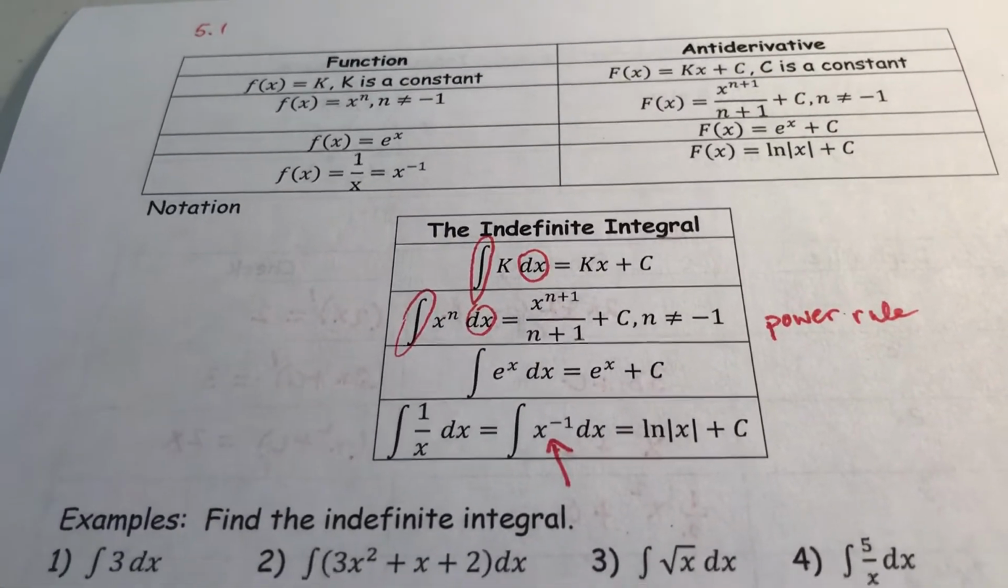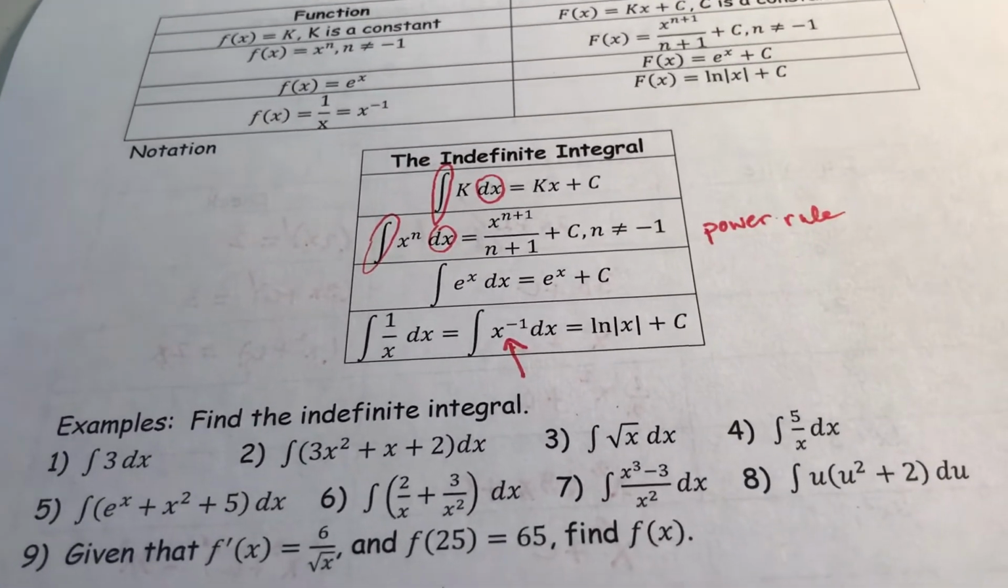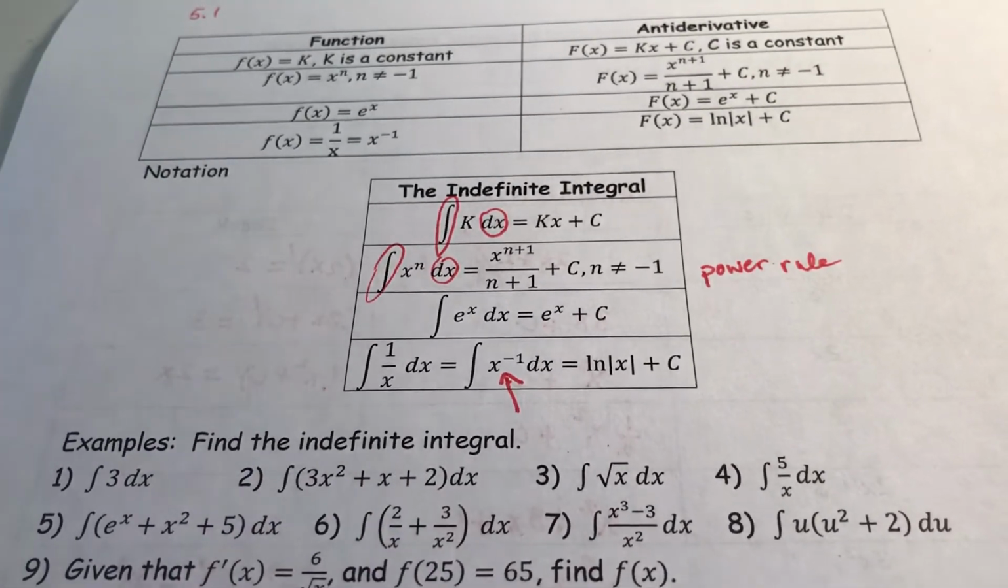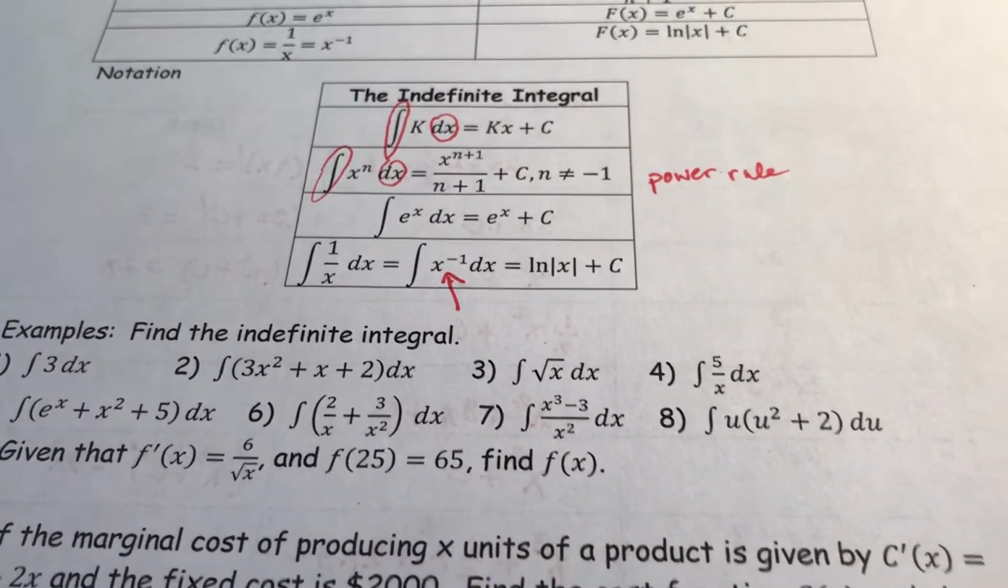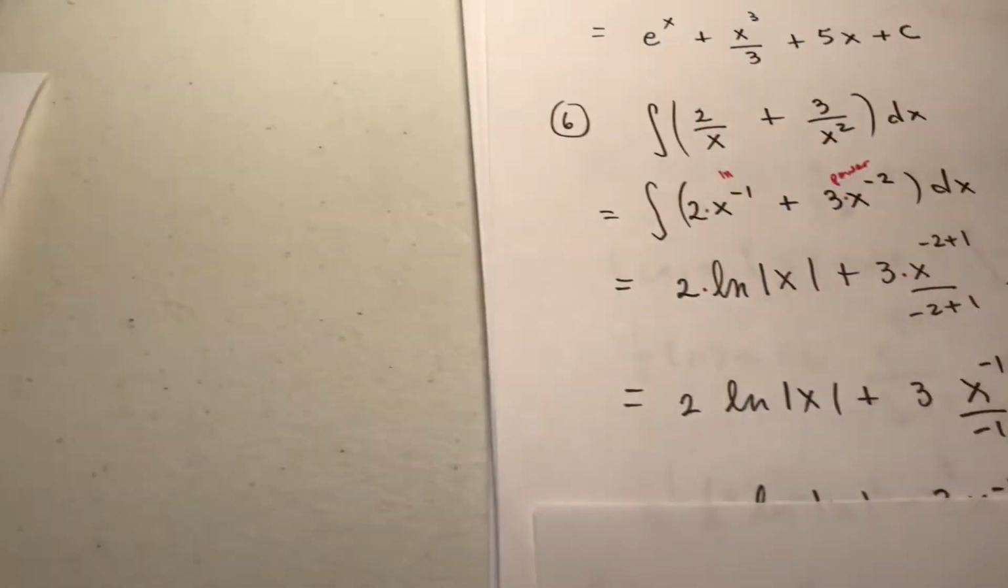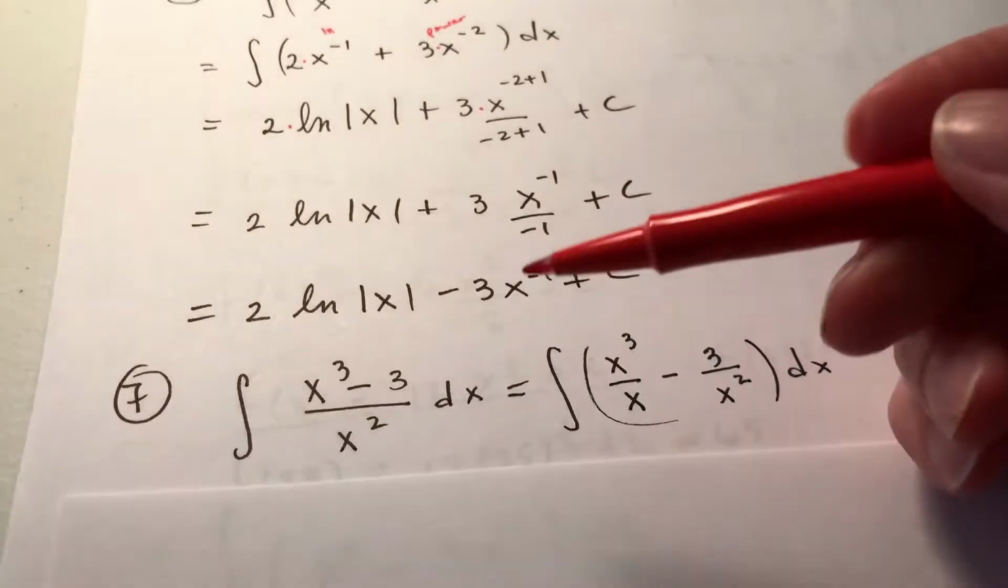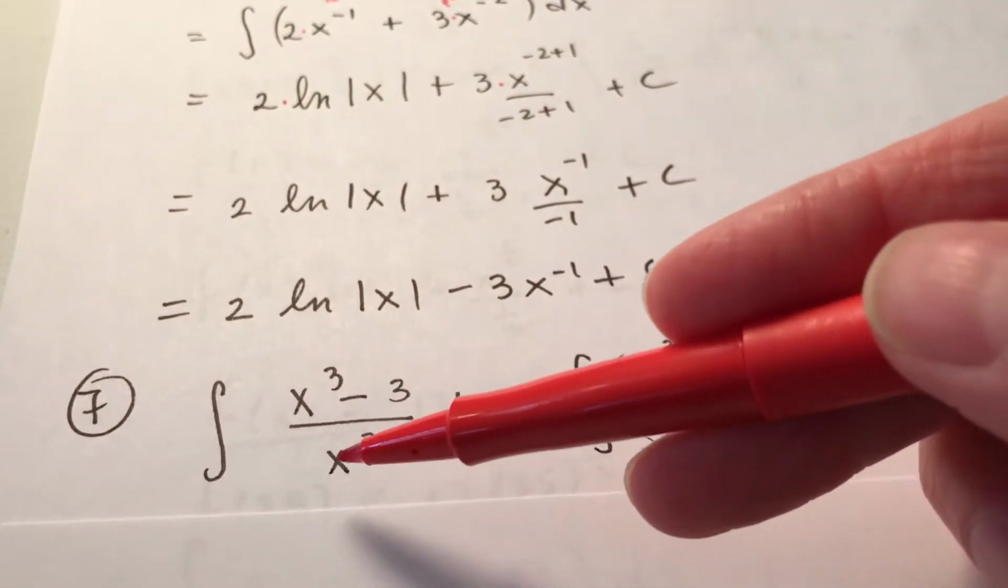Welcome back. We're not really calculating, but we are finding indefinite integrals, and we were just getting ready to do number 7. So let me write that over here. Number 7 is x to the third minus 3 over x squared.